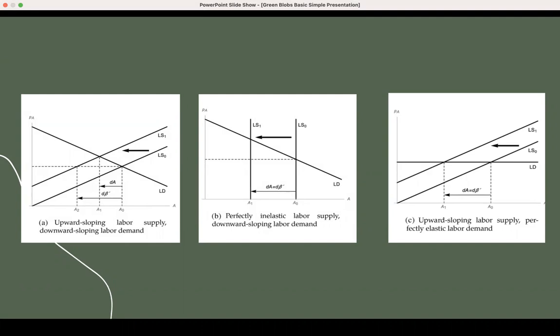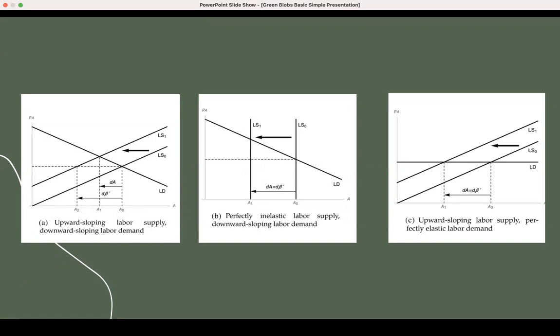So in the first one, it's going to be an upward sloping labor supply and a downward sloping demand. That's just going to be our usual, typical Econ 1 supply and demand, and then just show how a decrease in supply is going to affect the equilibrium. Once it shifts left, it's going to decrease quantity and increase the price of this labor.